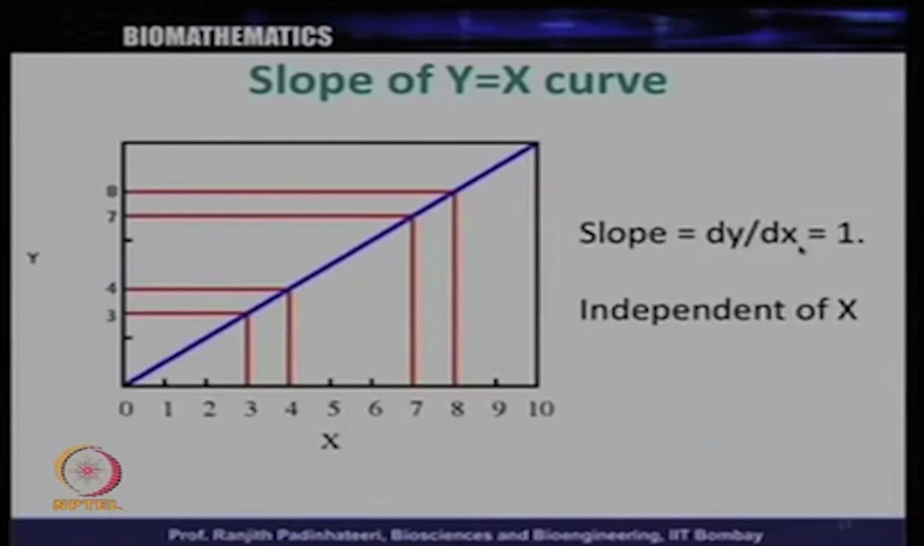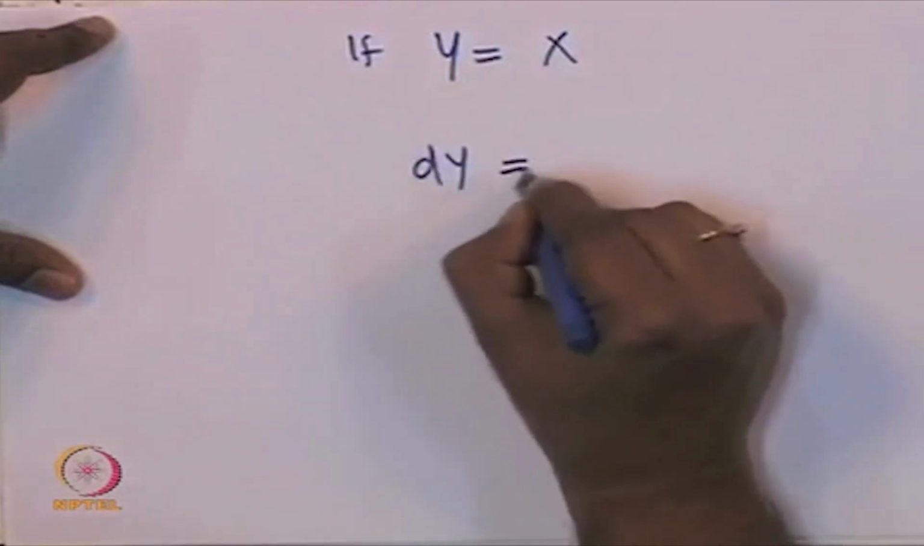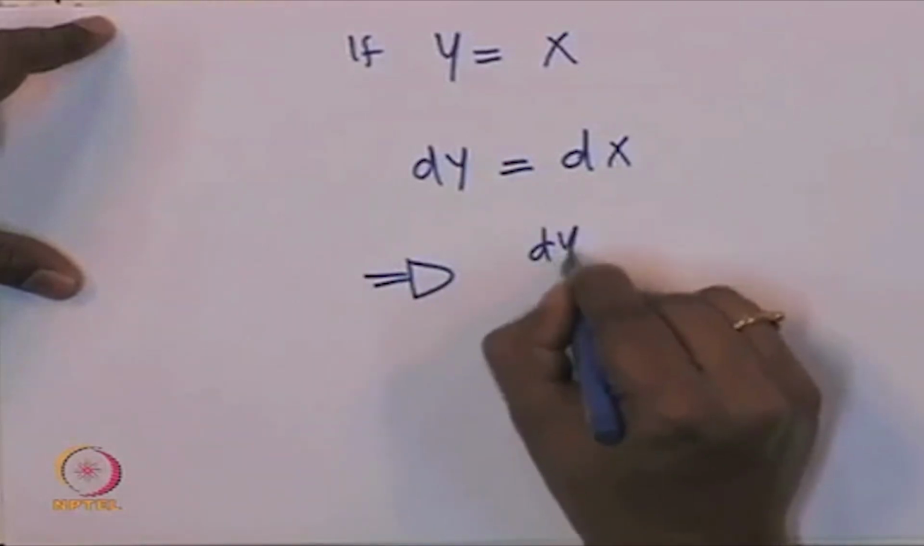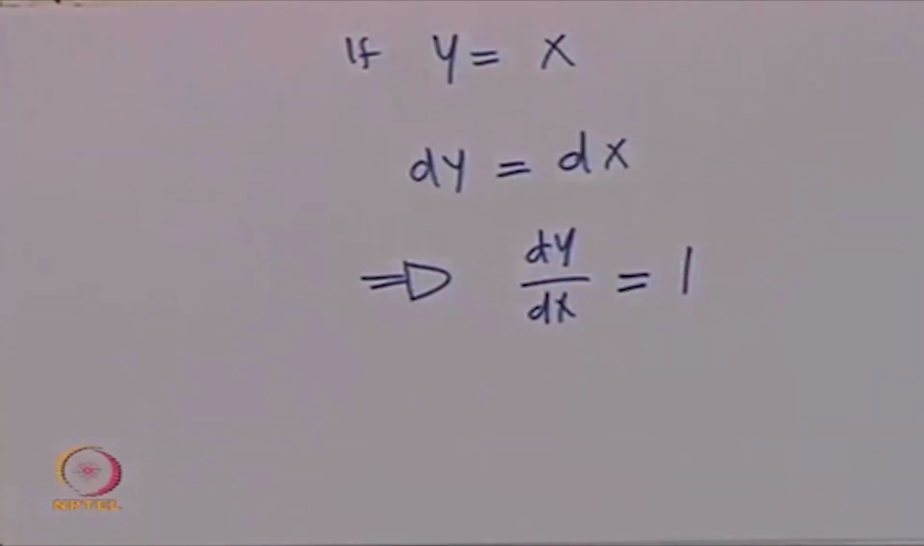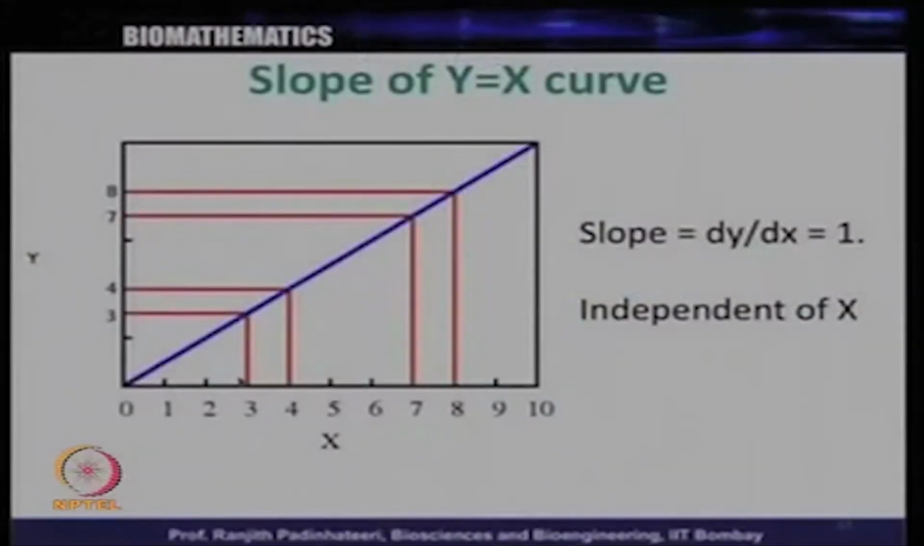So, you will find if y equal to x, then dy equal to dx. In other words, this implies that dy by dx is 1. This is simple plotting, just plot it and see. There is nothing more than plotting here. Just look at this interval dx and this interval dy. This is 3 and 4, this is also 3 and 4. So, this interval is 1, this interval is 1, so dy by dx is just 1.